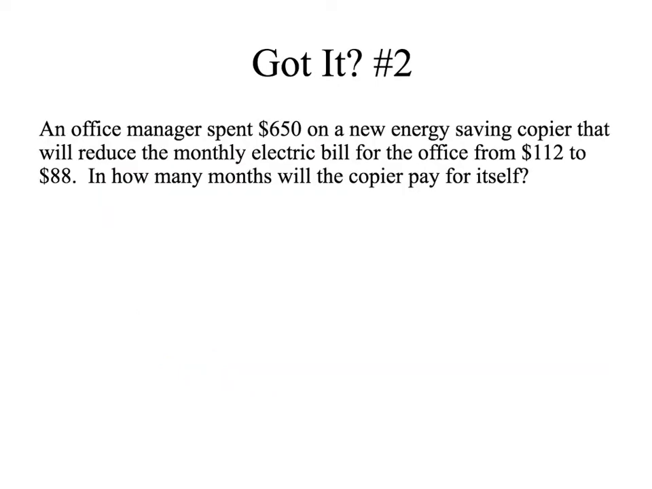Okay, got it, number 2. So let's try another one of these word problems. An office manager spent $650 on a new energy-saving copier that will reduce the monthly electric bill for the office from $112 to $88. How many months will the copier pay for itself? Okay, how many months? So let's make our variable. m stands for months. Hopefully you're getting good at deciding what the variable is.